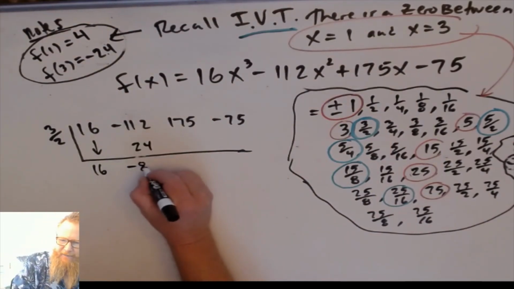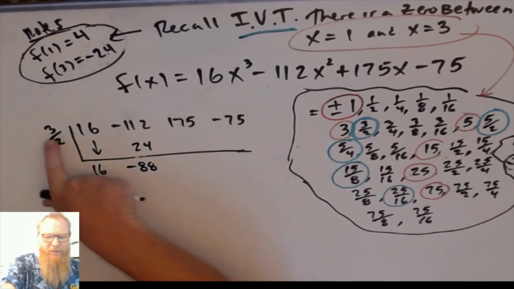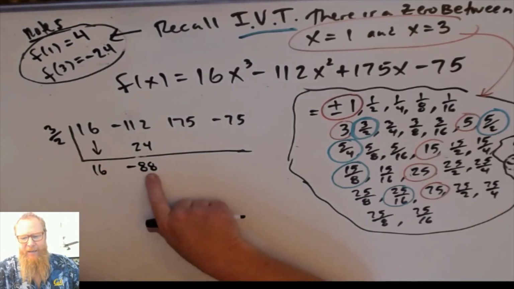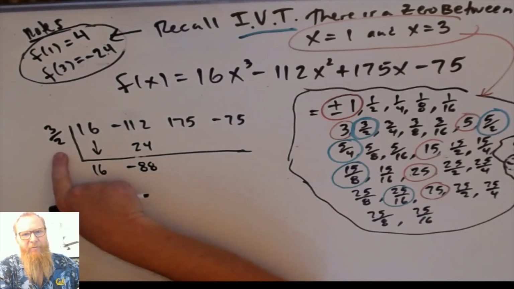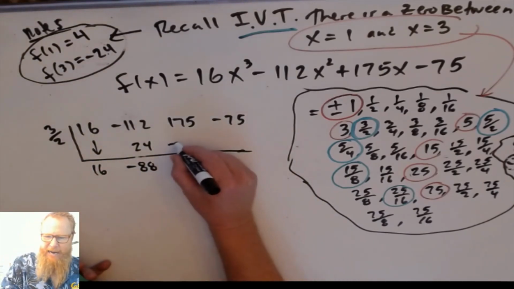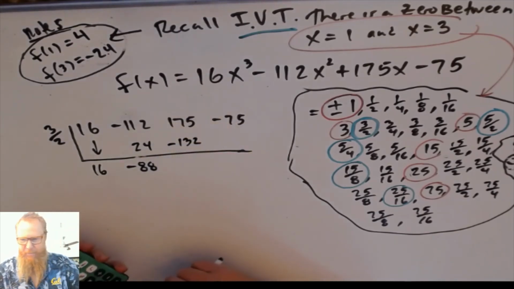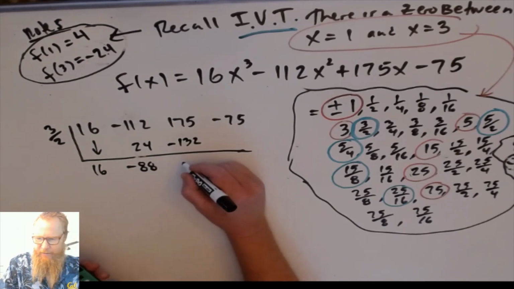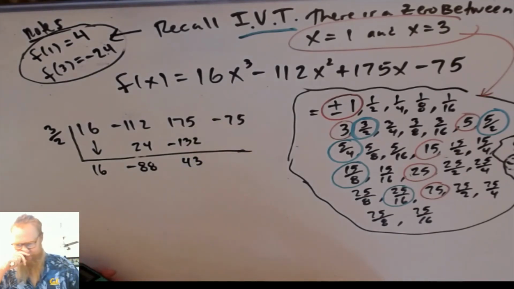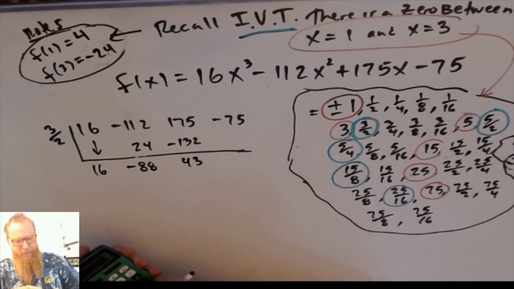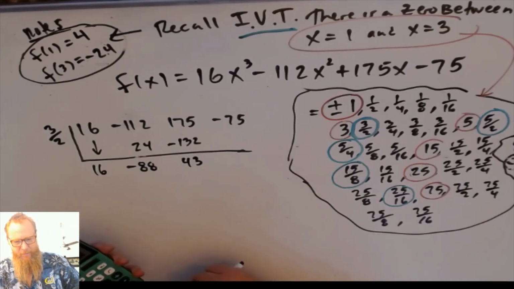So you get negative 88. Again, when you're multiplying by a fraction, divide the denominator first and then multiply the numerator. So 88 divided by 2 is 44, and then 44 times 3, I could have done that in my head, negative 132. And you're going to get 43. 44 times 3 is 132, yep.